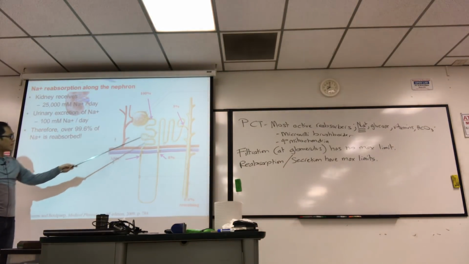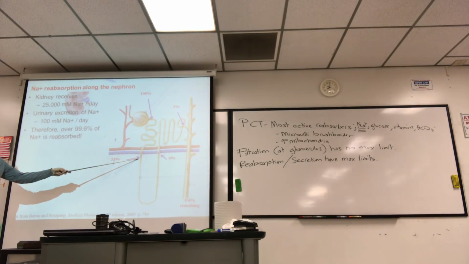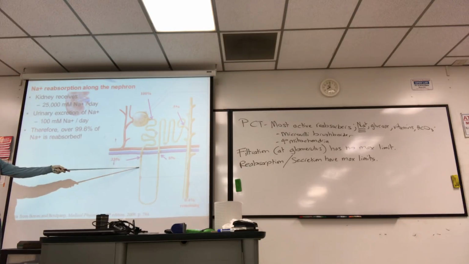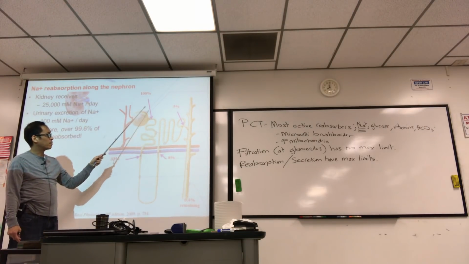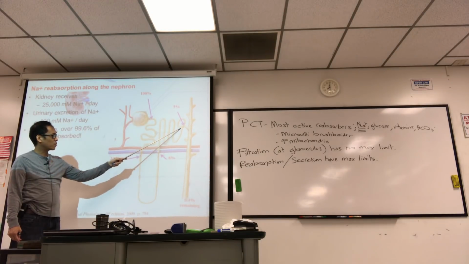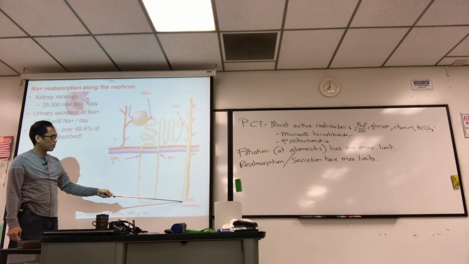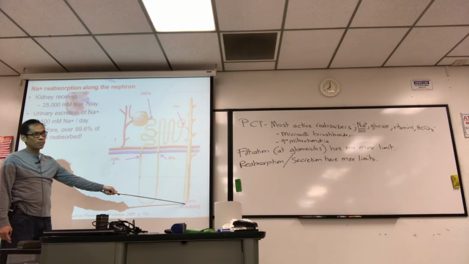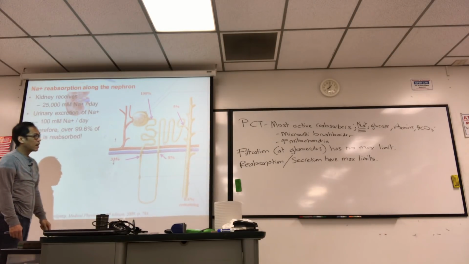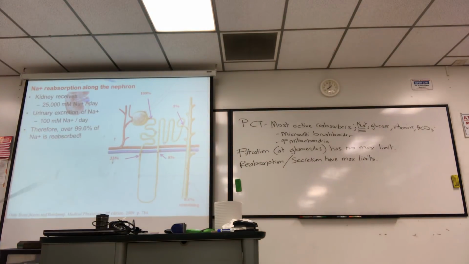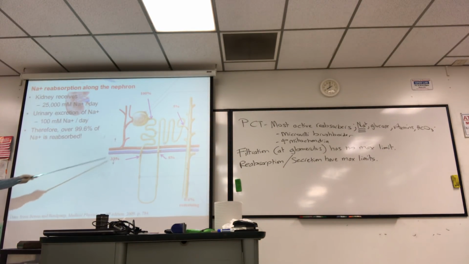At the end of the PCT, 33% is left, so you reabsorb a lot of it. Okay, pay attention there. You go through the rest of the nephron. By the time you get to the DCT, there's only 5% left. By the time you get down here, there's only 0.4% remaining. So the nephron does a pretty effective job at reabsorbing almost 100% of sodium. Most of it is reabsorbed in this first part, the PCT, and that's what we're talking about.